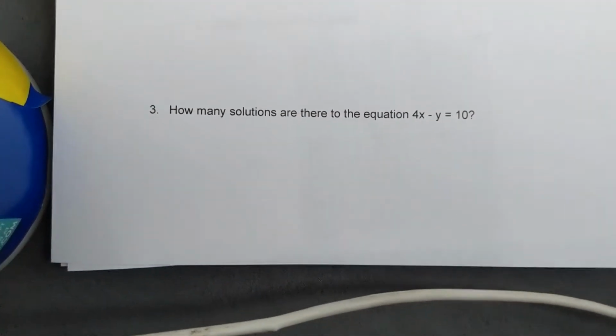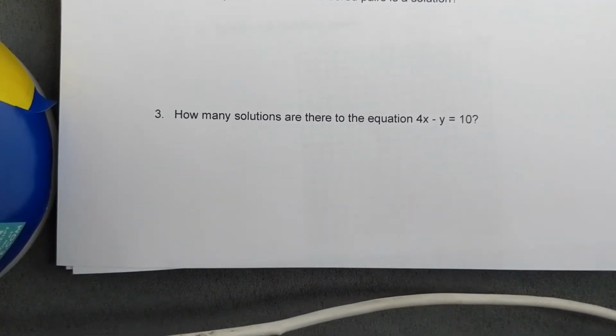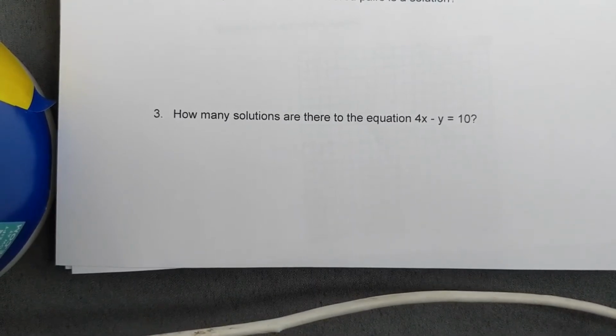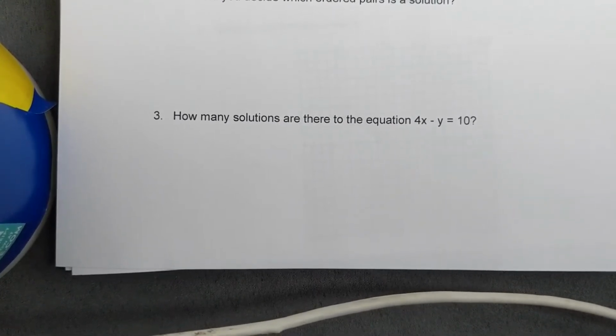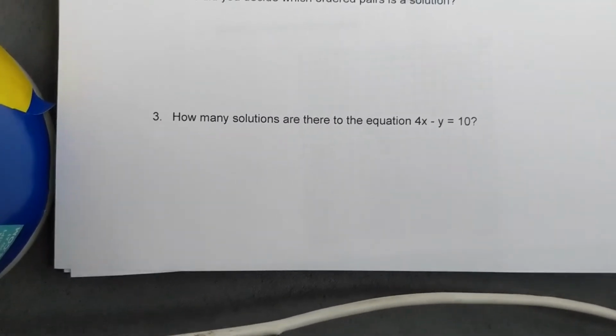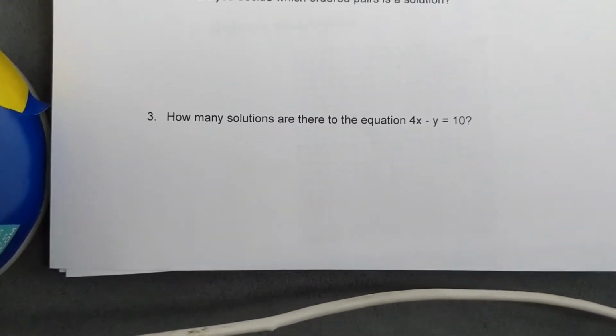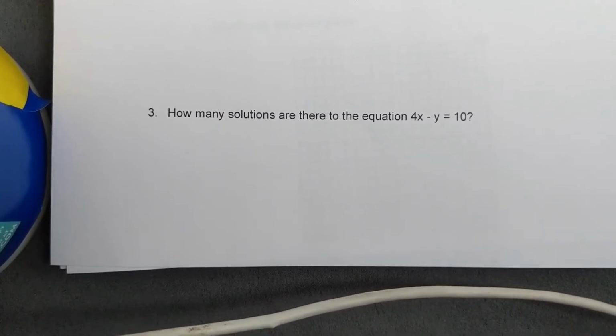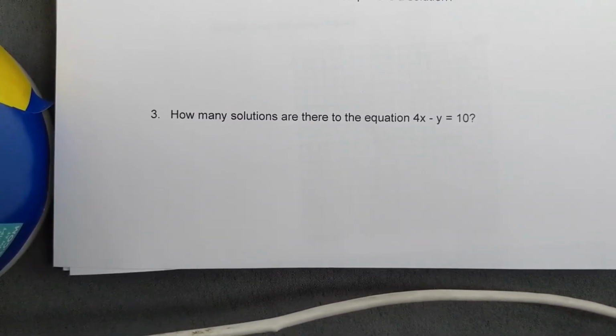All right, if we go down to number 3, it says how many solutions are there to the equation 4x minus y equals 10? And if we think about or look up to number 1, we had a number of answers there. And if we think about it, is anything else going to work outside of what we had there?